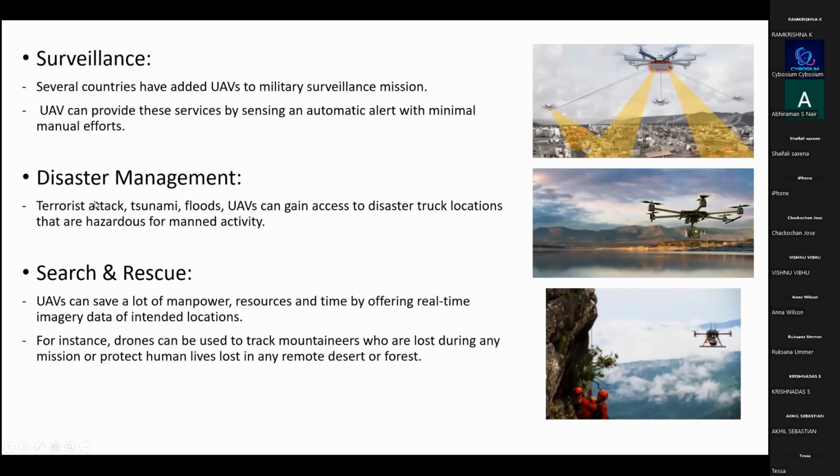And yes, disaster management, like terrorist attacks, tsunamis, floods, or if there is some delivery, we need to deliver some food items in these areas where humans can actually not go. A UAV can go and deliver whatever is needed, so it helps out the people. And search and rescue, yes. By using that we can actually save a lot of manpower and resources.